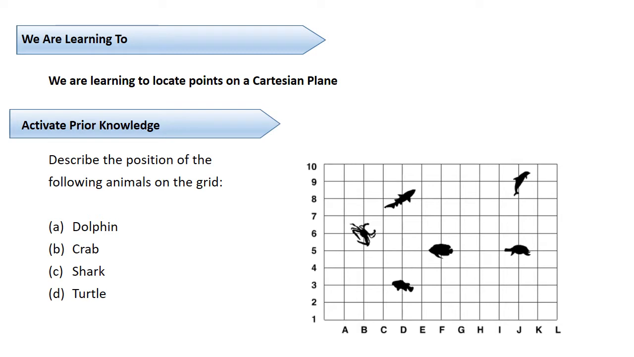Alright, so with your positions of the animals, you always want to put down the x-axis first, which is that one down the bottom there, and then the y-axis second. So the dolphin's here. So for the dolphin, I'm going to say I can find it at J 9. For the crab, B 6. For the shark, D 8. And for the turtle, J 5.